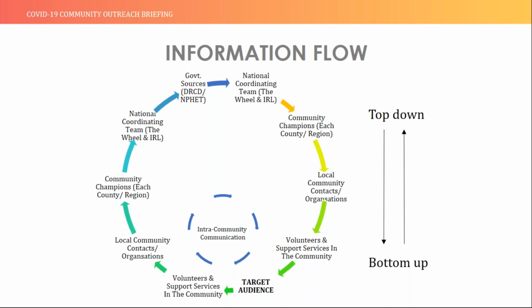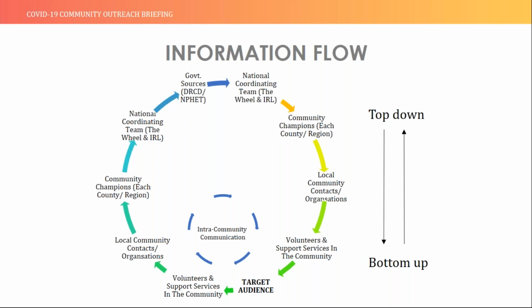What we're looking for is facts, accurate information and advice on best practice from government departments, in this case the Department of Rural and Community Development. That will be fed through to the coordinators, that is the Wheel and IRL. We will then talk to you guys, the community champions. Myself, Emma and Maria from IRL will give you this information, and you'll then reach into your communities, townland to townland within your county, and link in with those local community groups that you have relationships with.